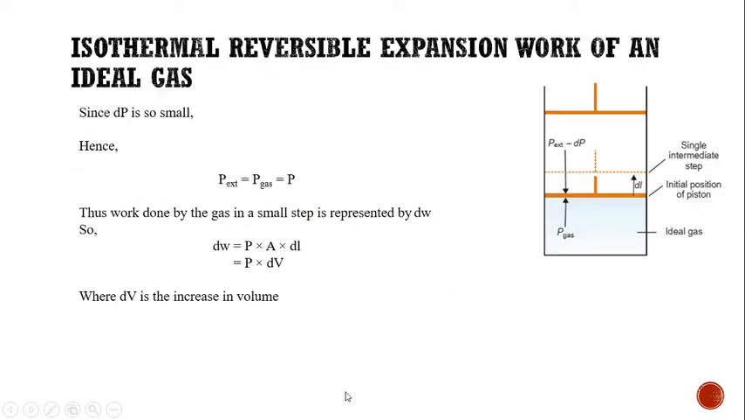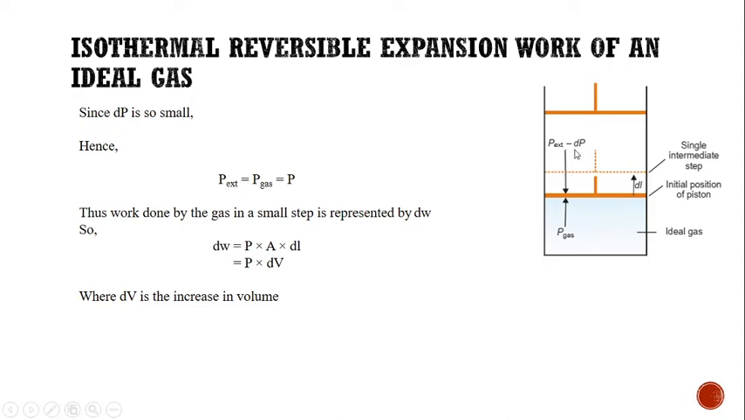Now comes to our another topic, that is isothermal reversible expansion work of an ideal gas. Consider an ideal gas enclosed in a cylinder with a movable and frictionless piston. The pressure inside the gas is P, while the external pressure is P external.